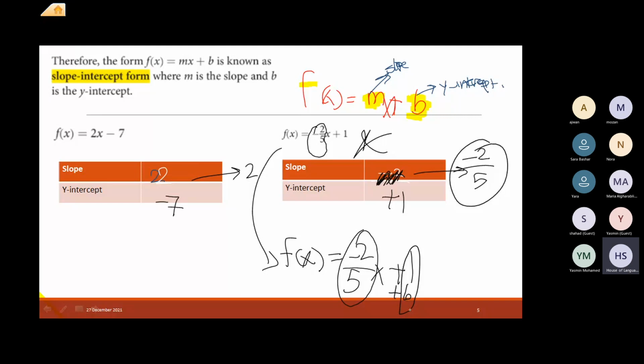Is it clear now? Maria, is it clear? Yes, teacher. Okay. So up to now, do you have any question?